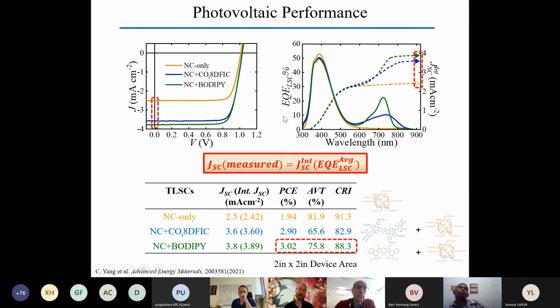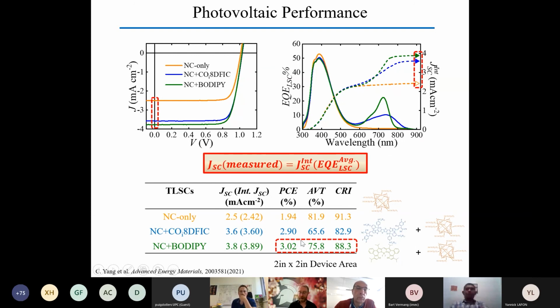I'll mention that this is pretty rare. Most LSC reports do not show JV and EQE, and this is something we're trying to change. But this is important for these devices to be comparable to any other TPV. And so if we look at these performance metrics, the UV only actually has a very good power conversion efficiency, close to 2% already. When we combine it with the near IR, we can go up to 3%.